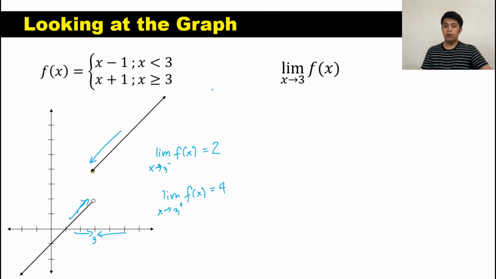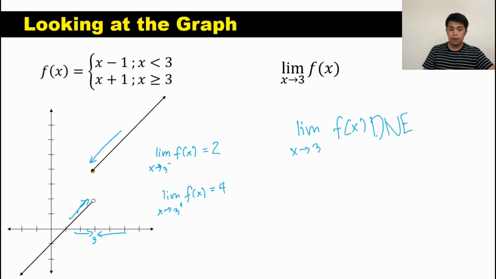So, since our one-sided limits are not equal, kay 2 man ang gi-approach sa left, then sa right kay 4. Unsa man ang rule nga gi-note nato ganina? Limit exists if and only if the one-sided limits are equal. Now, this time, our one-sided limits are clearly not equal, 2 and 4. Therefore, we can say that the limit does not exist. So, we say that the limit of f of x as x approaches 3 is DNE.